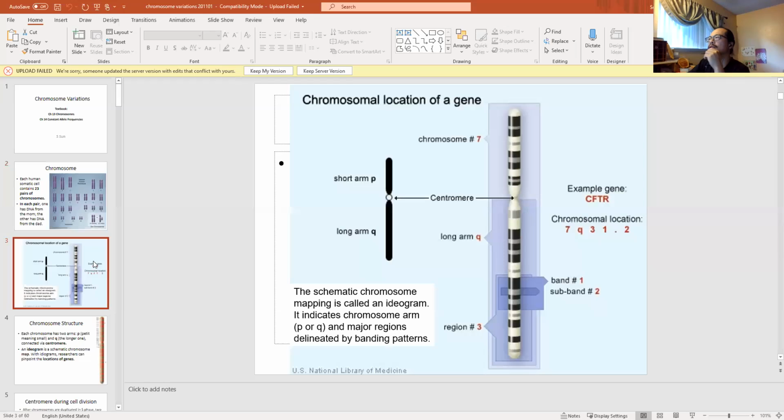So what's in this chromosome? In the chromosome, the structure or the shape of a chromosome typically has two arms. One is the short arm, we use the letter P. The other one is the long arm, we use the letter Q. P represents petite, so it's small. And these two arms are connected with the centromere. So this is the centromere.